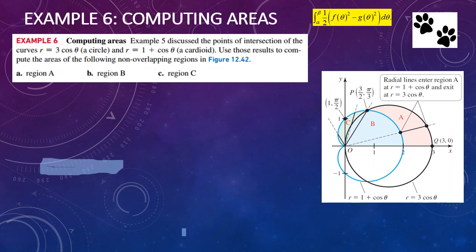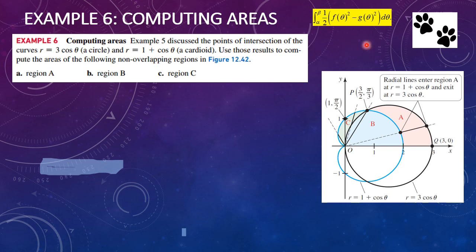So now let's look at that same shape and compute 3 different areas from example 5. Example 5 discussed the points of intersection on the curves r equals 3 cosine theta, which is a circle, and r equals 1 plus cosine theta, which is a cardioid. Use these results to compute the areas of the following non-overlapping regions in figure 1242.